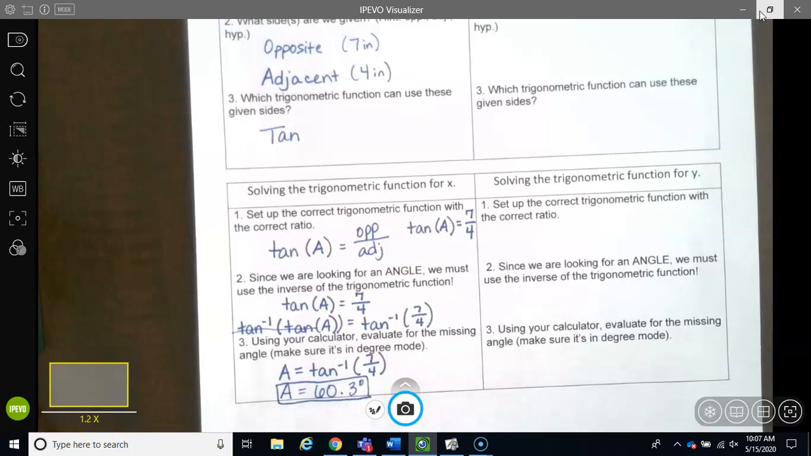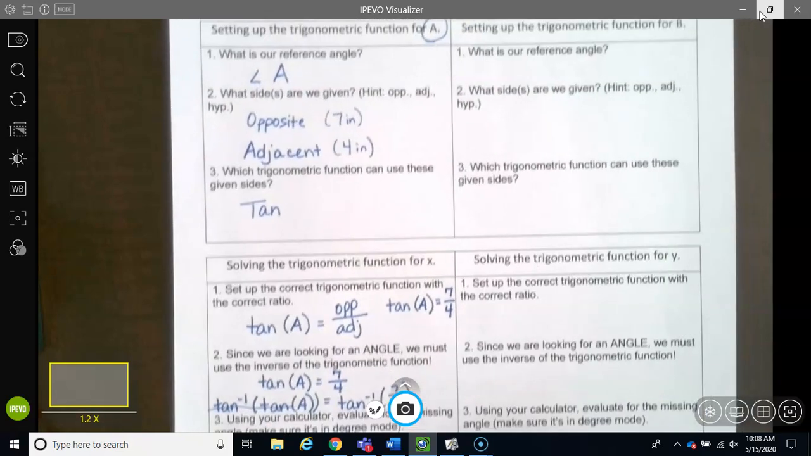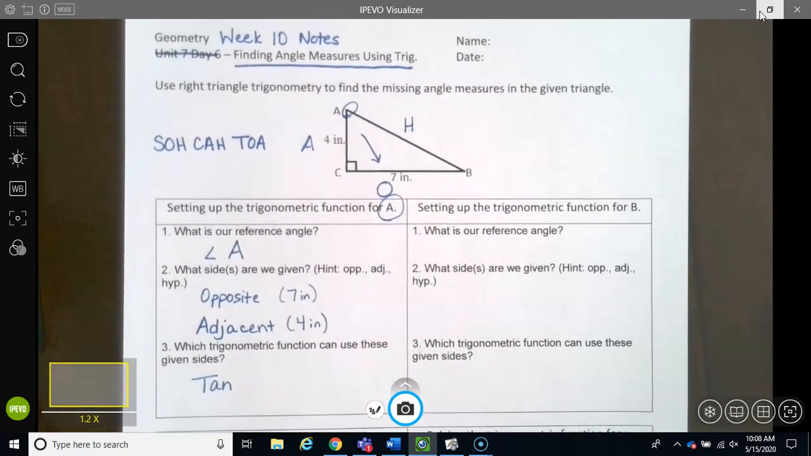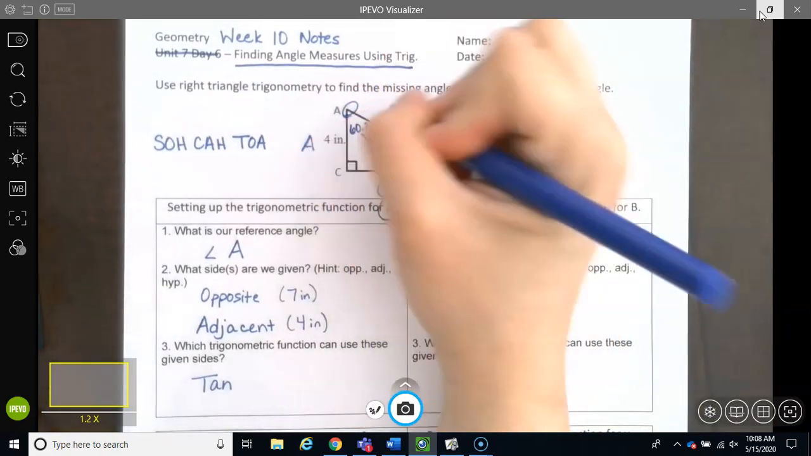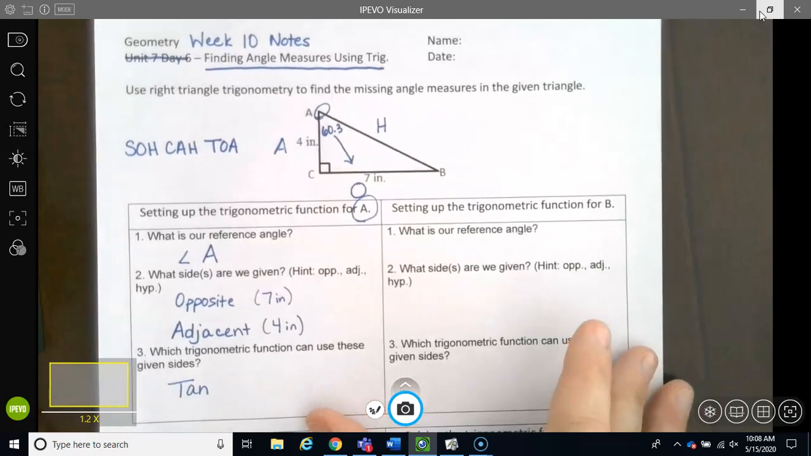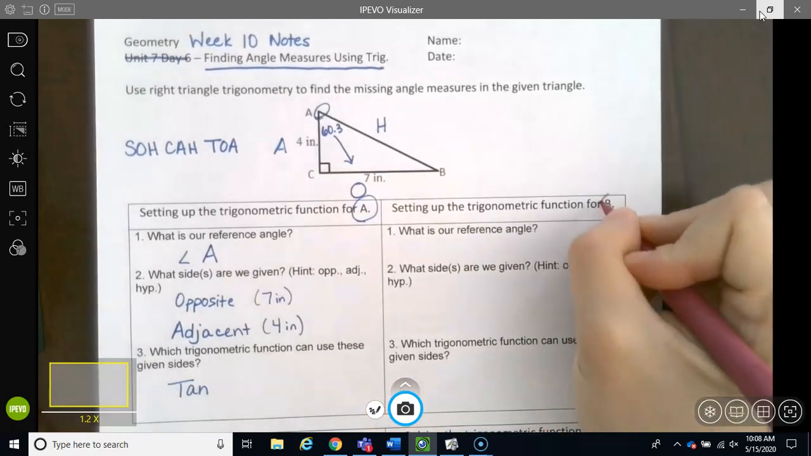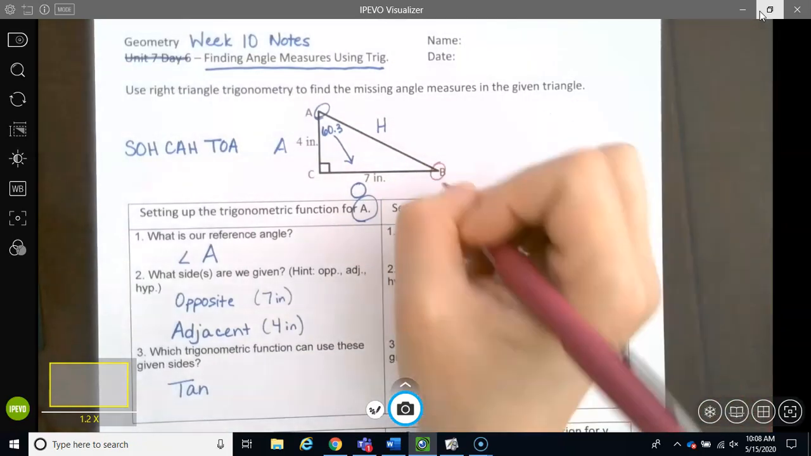Okay, and that's what we're learning this week, how to use trig to find a missing angle. Like I said, I'm going to switch colors of pen so that on my diagram you'll be able to see which ones we used for A and which ones we used for B. So we got A was 60.3. Now let's use trig to find angle B. Angle B is our new reference angle. That's why it's in pink now.